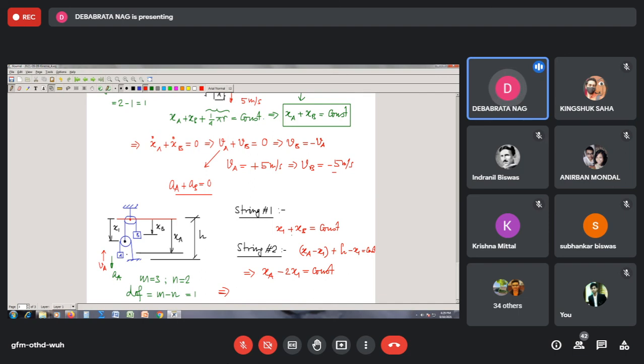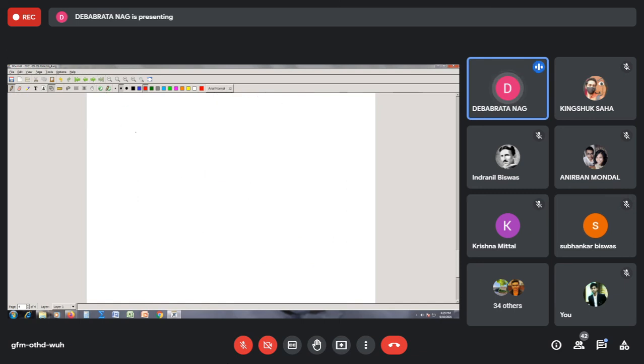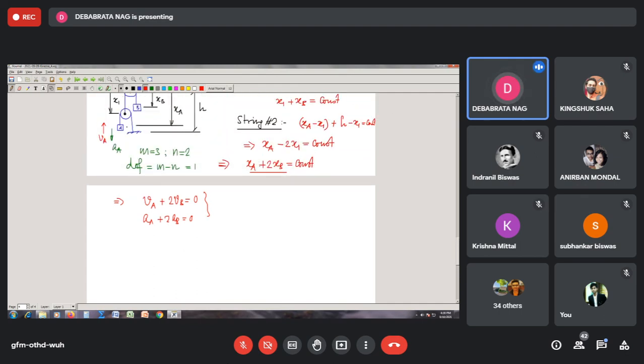So if I multiply this by 2 and add this, ultimately I find that xa plus twice xb is equal to constant. So the working constraint relation that I will use here is xa plus twice xb is constant. I differentiate this with respect to time, and can say that va plus twice vb is equal to 0, and aa plus twice ab is equal to 0. These are very easily derived just by differentiating this relationship.